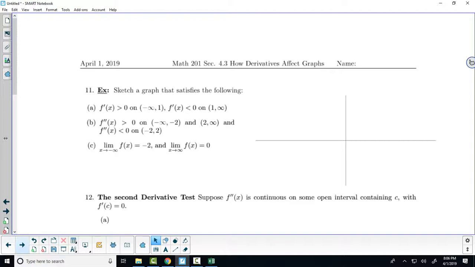Go ahead and give number 11 a shot. Yeah, we've got time. If you are stuck, just draw something and fix it.